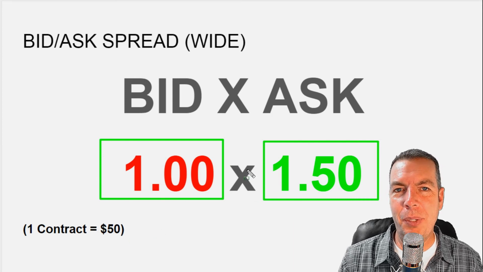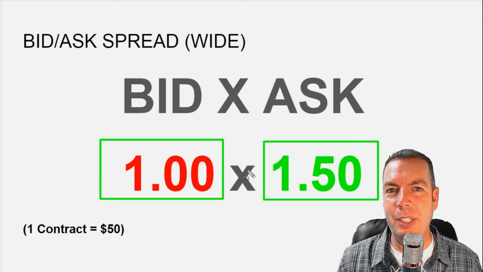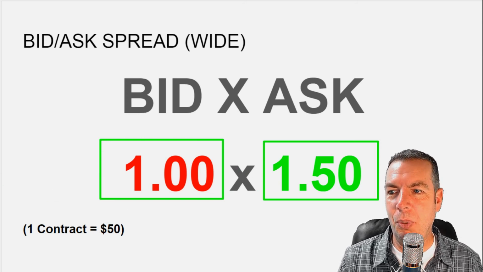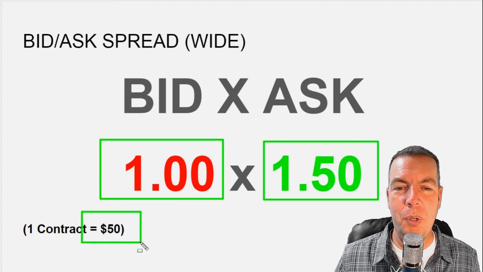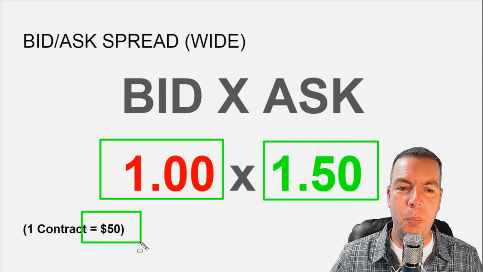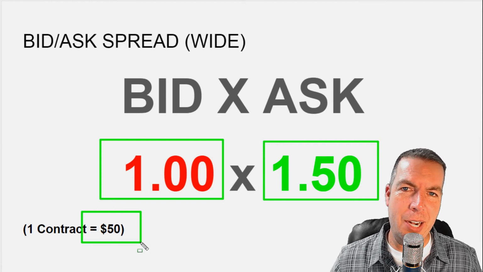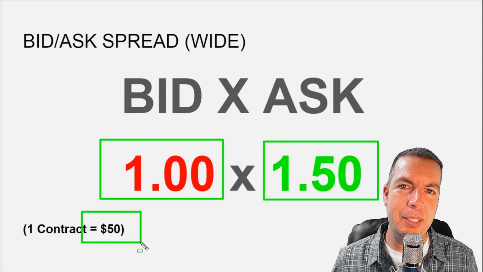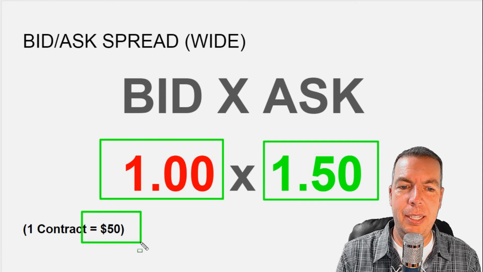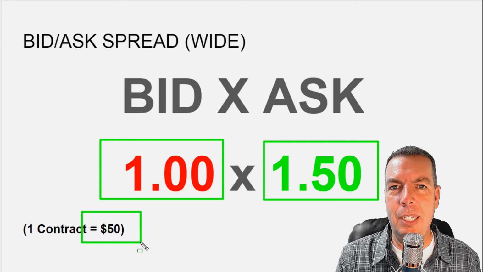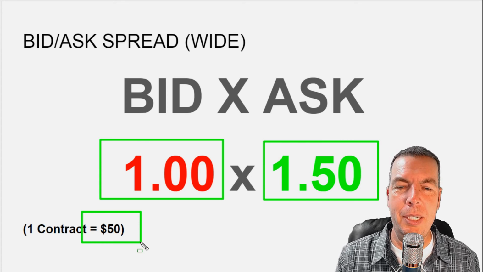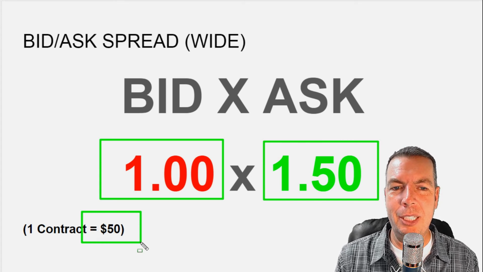Now when we're trading an option contract, that option contract controls 100 shares of the underlying stock. So in this example, we would be down $50 already right off the get-go before the stock even moved or did anything. So what I'm saying is we want to trade a narrow bid-ask spread because in this case, that option is going to have to gain at least 50 cents in value for us to even break even on this trade because of that wide bid-ask spread.